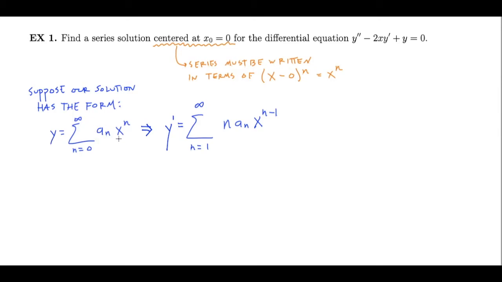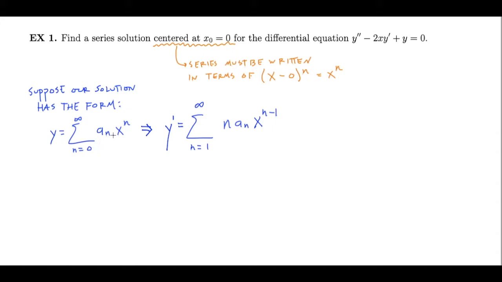This is some coefficient times x to the nth power. I know that when I differentiate, I'll bring that power down and I'll subtract 1 from the power. So my derivative will have this structure here as a series. Also, as we saw in previous lectures, when I do that differentiation, it forces my index to increase by 1.